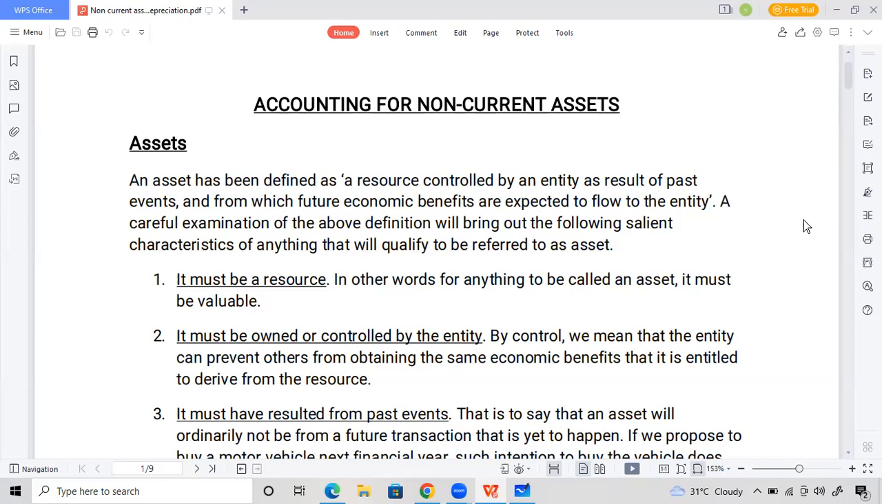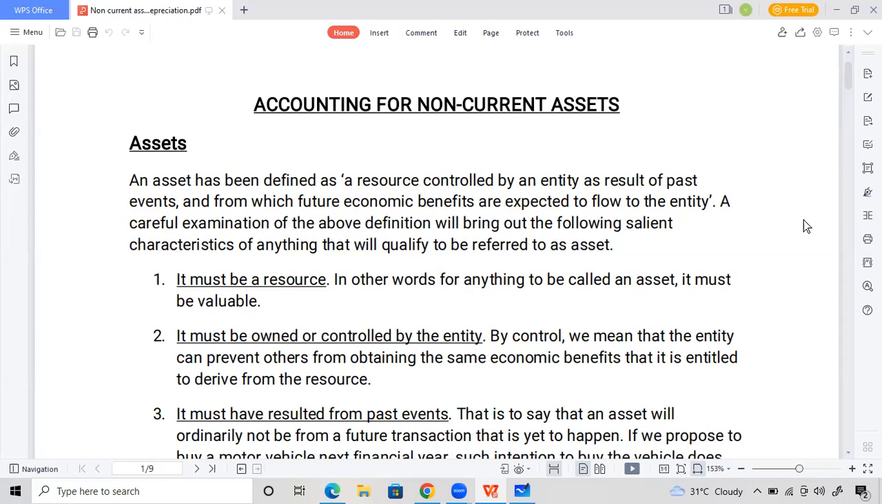Before we enter 2023, I want to buy a new laptop, a new phone. It is not yet your asset. What we are talking about is not tomorrow. It's not things that you're going to buy tomorrow. It's things that you have today.